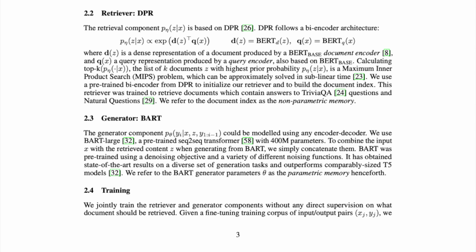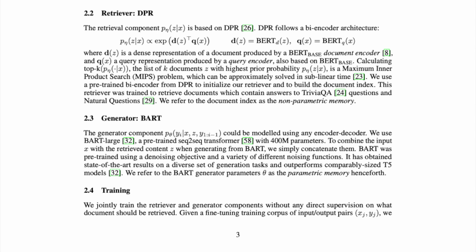2.3 Generator: BART. The generator component p_θ(y_i|x, z, y_1:i-1) could be modeled using any encoder-decoder. We used BART-large, a pre-trained seq2seq transformer with 400M parameters. To combine the input x with the retrieved content z when generating from BART, we simply concatenate them. BART was pre-trained using a denoising objective and a variety of different noising functions. It has obtained state-of-the-art results on a diverse set of generation tasks and outperforms comparably-sized T5 models. We refer to the BART generator parameters θ as the parametric memory henceforth.